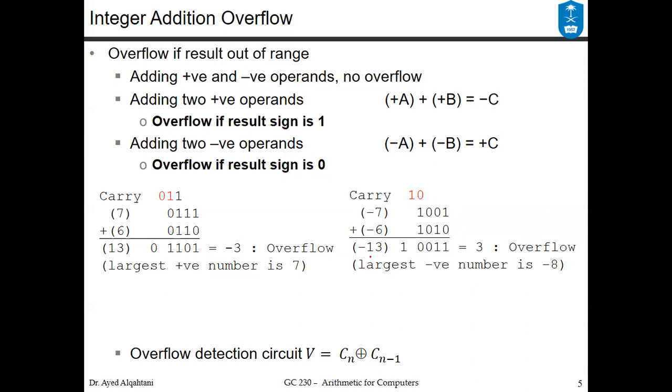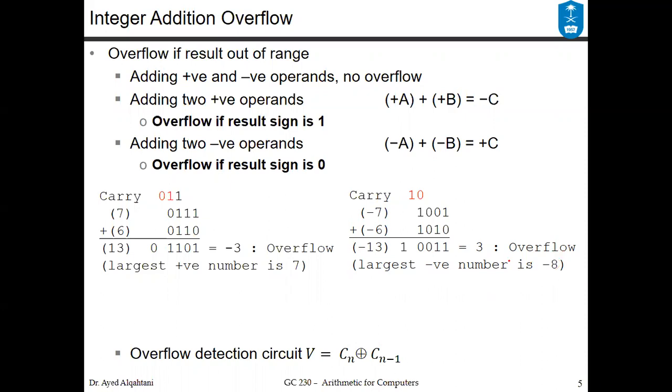However, we cannot represent -13 because the lowest negative number, or I mean the largest magnitude negative number, is -8. So we cannot represent -13, and this is why we had an overflow.